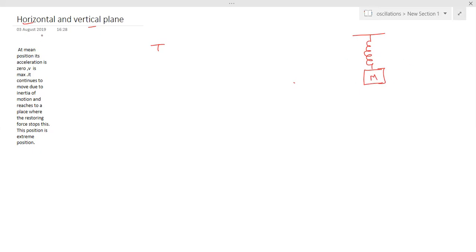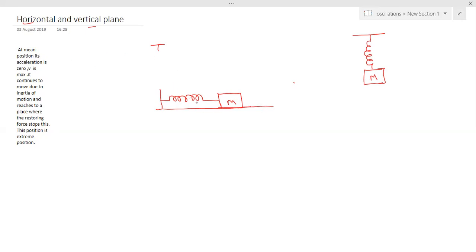Now, the first point is when the spring mass system is in the horizontal plane. That is, see, this is my horizontal plane. On this horizontal plane, there is a rigid support here. To this, I connected a spring, and to that I connected a mass. This is my mass capital M. So this is called a spring mass system, and this spring mass system is on a horizontal plane. Okay.